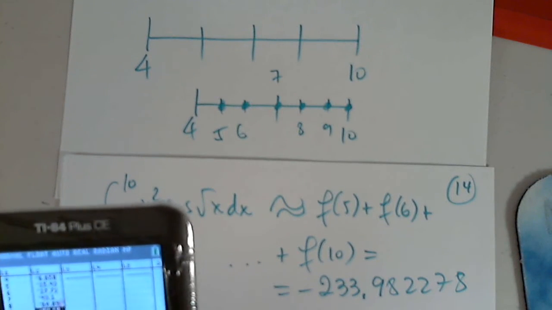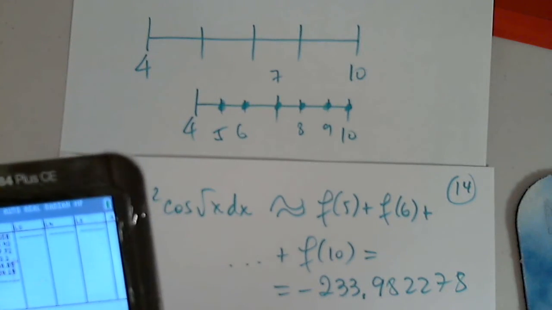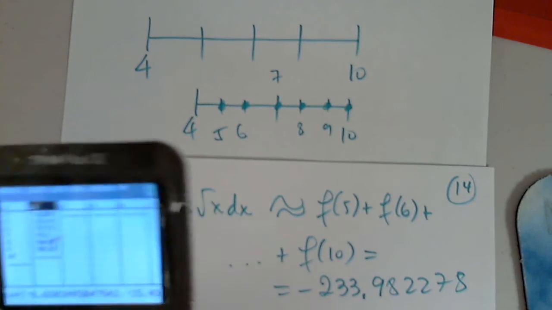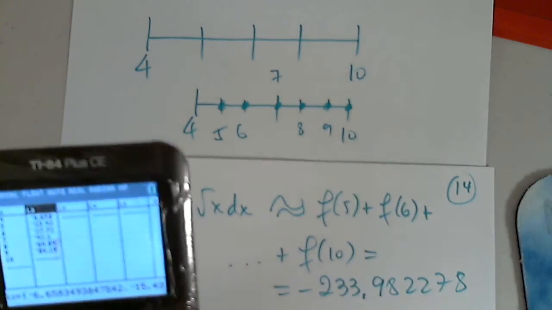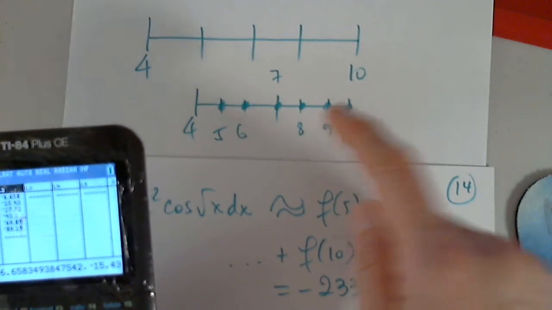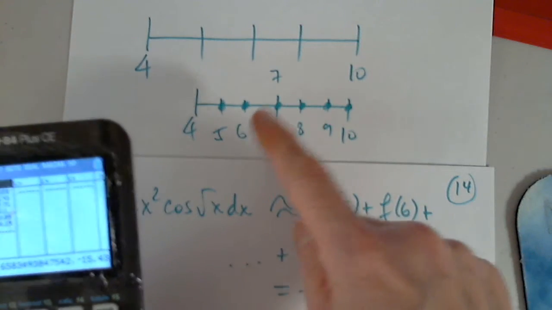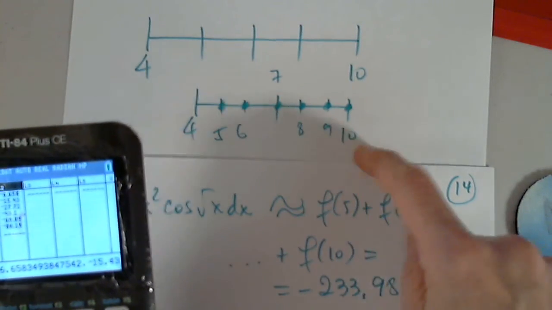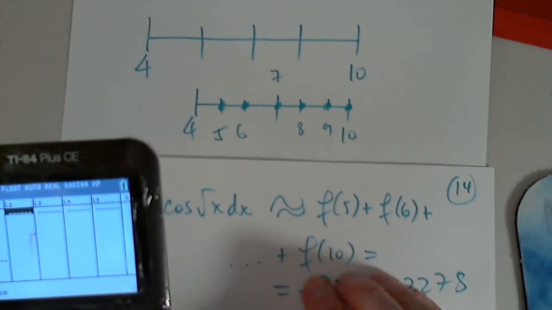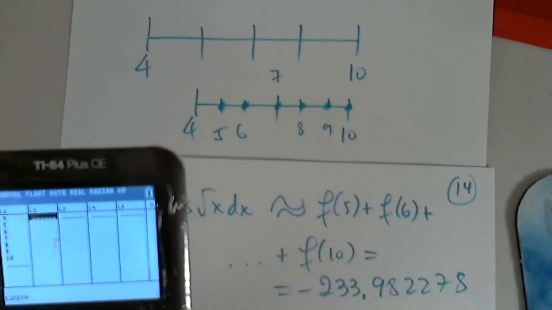But I forgot to put 10. Okay, I forgot to put 10. So 5, 6, 7, 8, 9, and 10. Don't forget 10. So the answer is not correct because I forgot f of 10.